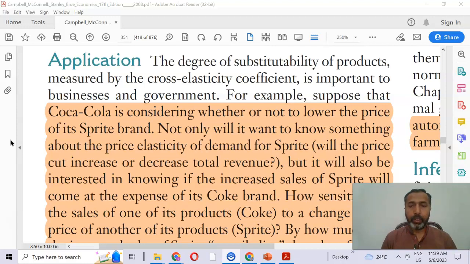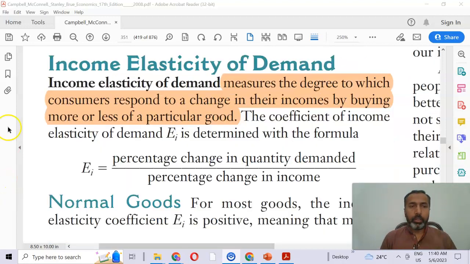And if an increase in the price of one brand will increase the demand of their other product and decrease the demand of the first product, then those two products are substitutes and they should not increase the price of that product.